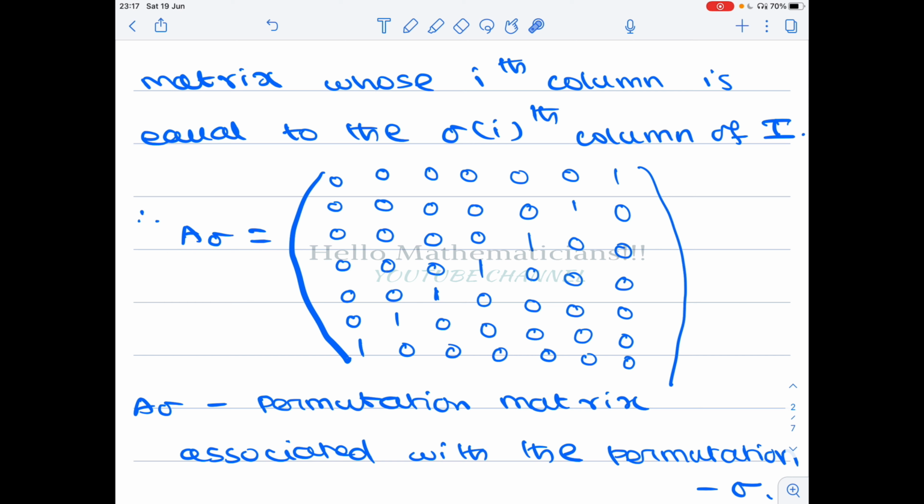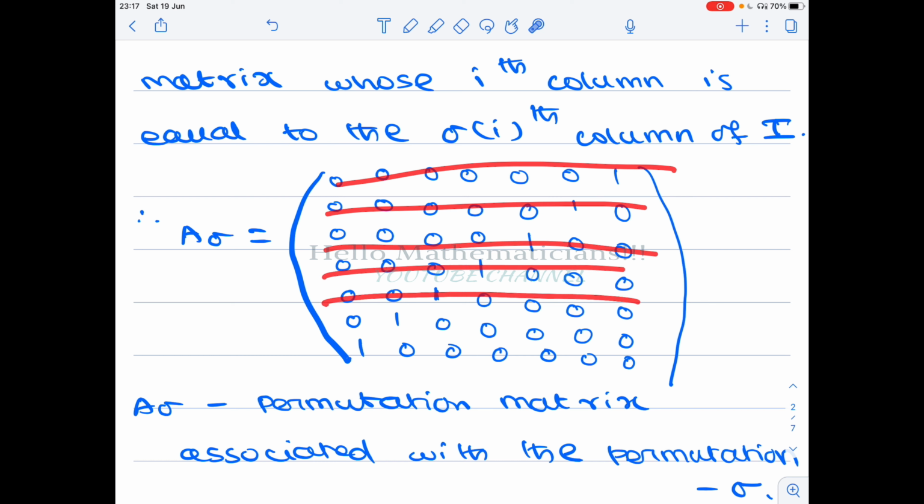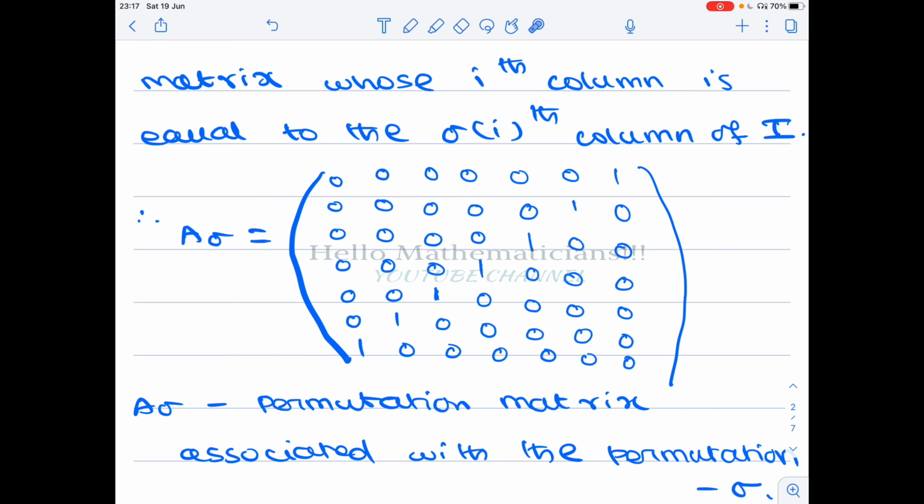It is a permutation matrix associated to sigma. Why is it a permutation matrix? Because it is a 0-1 matrix in which each row and each column contains exactly one 1. Okay, so any such matrices are called permutation matrices. A 0-1 matrix in which each row and column contains exactly one 1 is called a permutation matrix.